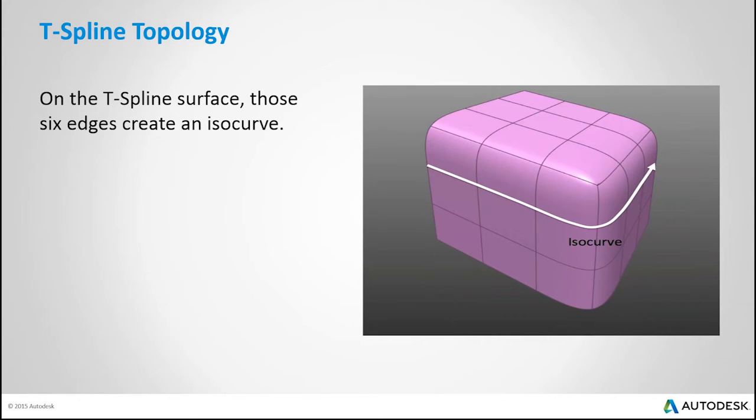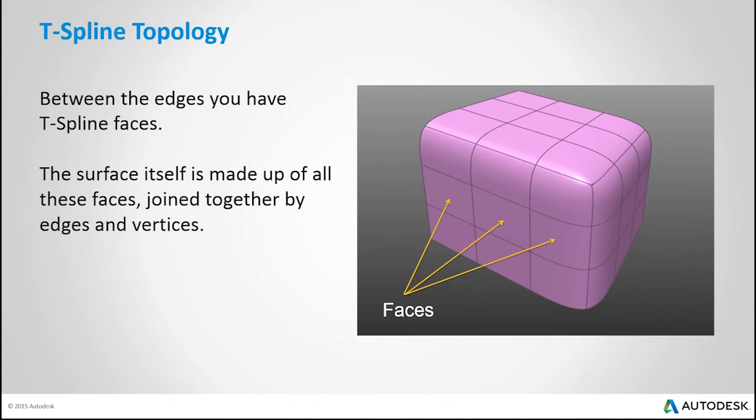So you can see on the T-spline topology that the T-spline surface are those that have created to an isocurve. So between each of the edges you have a face, and basically each surface is made up of the faces, and you can adjust these and pull them around to create different complex shapes.